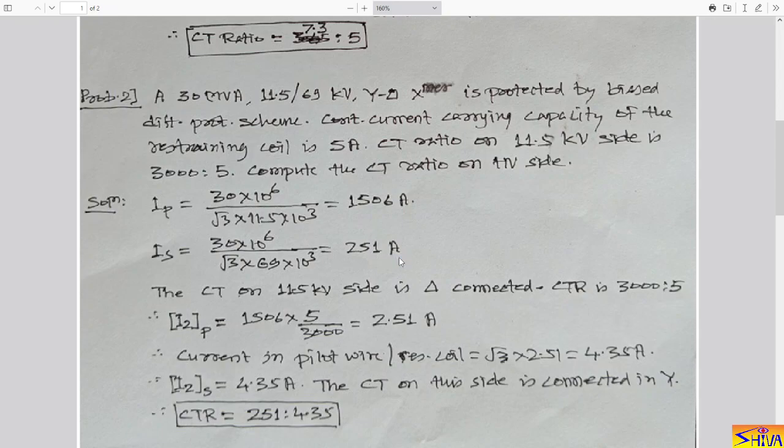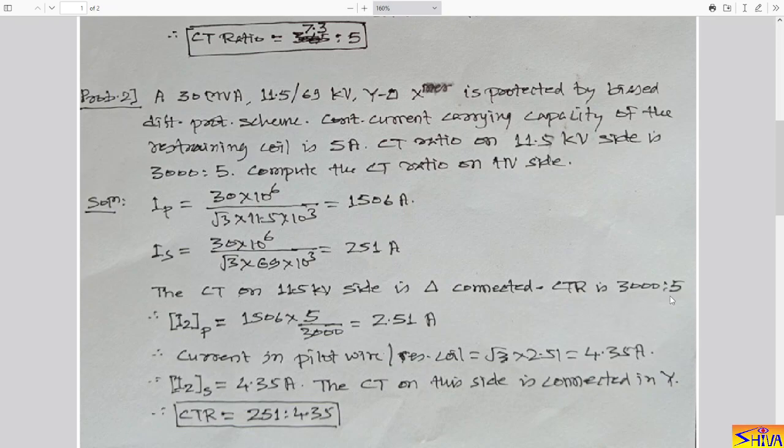Now the CT ratio on the primary side of this transformer, that is the low voltage side, is given as 3000 by 5. Now this low voltage side is connected in star, so on this side the CT will be connected in delta. The CT on the 11.5 kV side is delta connected and the CT ratio is 3000 by 5. Here the current is actually 1506 ampere, so the current in the secondary will be obtained by dividing by the CT ratio. So 1506 into 5 upon 3000, that is 2.51 ampere.